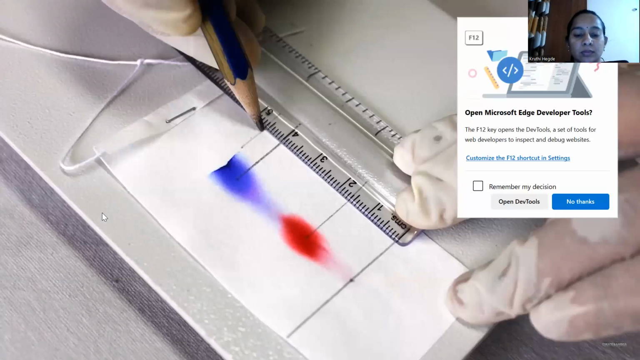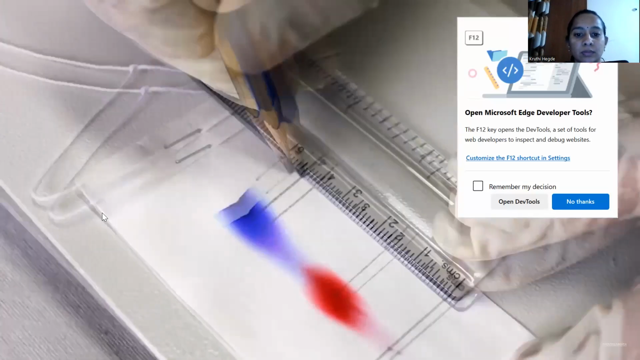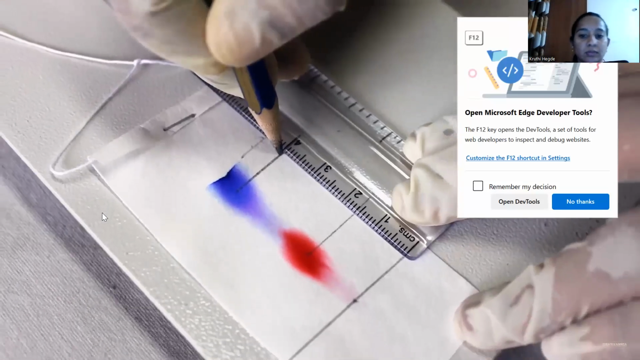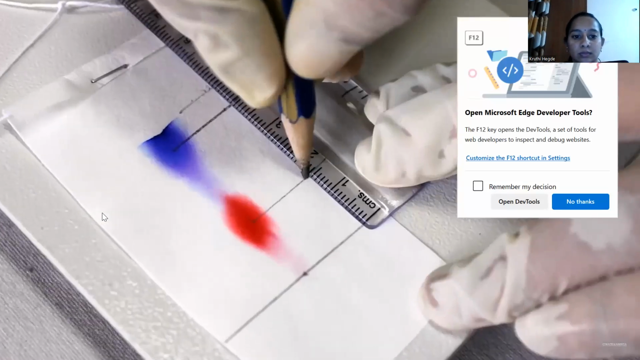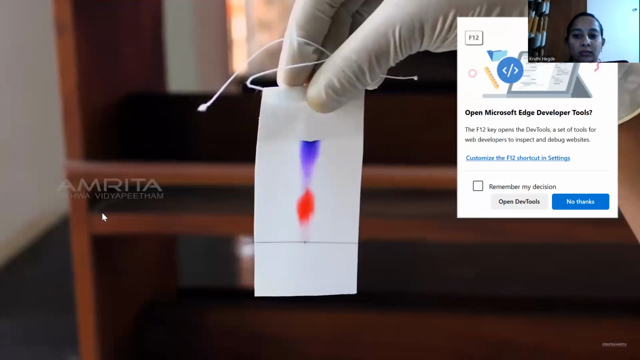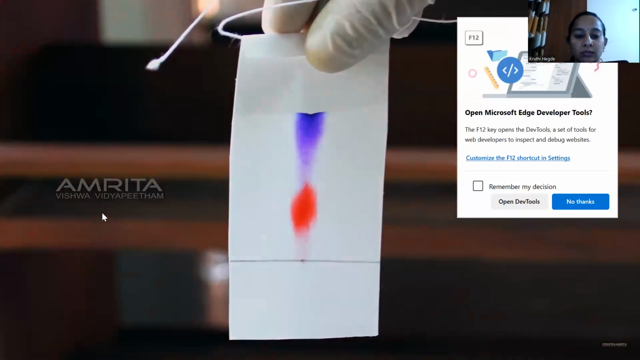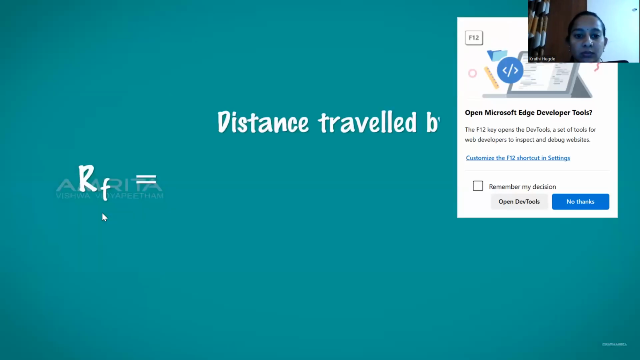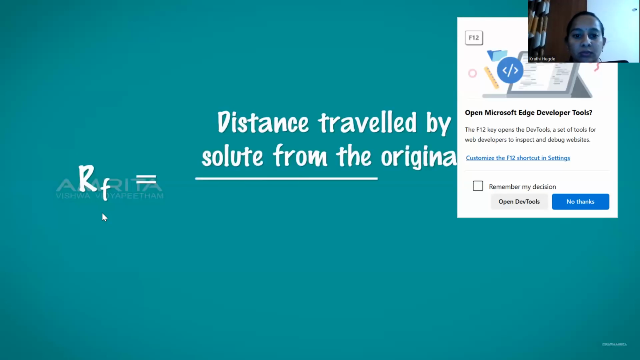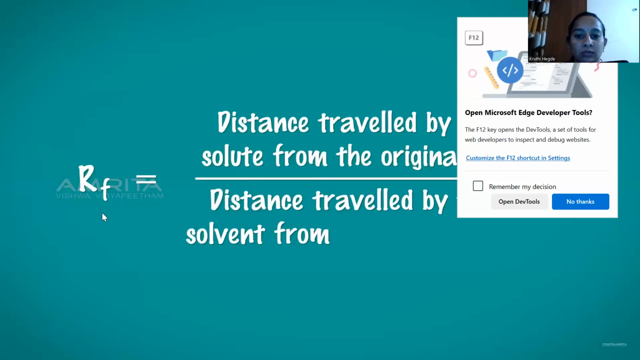Measure the distance of the solvent front from the original line and the distance of the two spots from the original line. Calculate the RF values of the blue and red inks by using the formula. RF is equal to distance traveled by the solute from the original line divided by the distance traveled by the solvent from the original line.